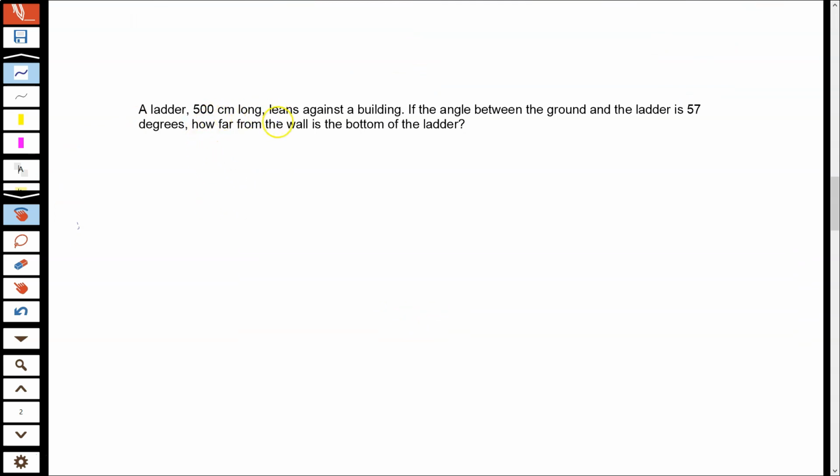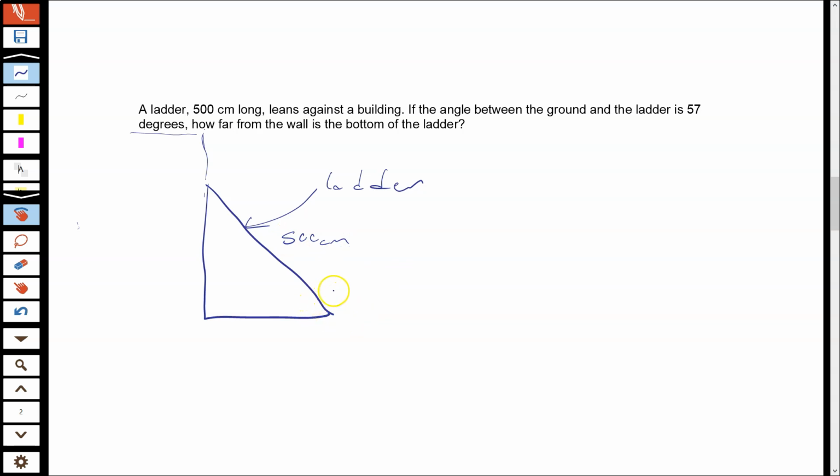So it says a ladder 500 centimeters long leans against a building, and the angle between the ground and the ladder is 57 degrees. So let's draw a picture. This would be the building up here, and then this would be the ladder. I'm not going to try to draw the ladder in 3D on my computer here. The ladder is 500 centimeters long, so the ladder is the hypotenuse. And then it says the angle between the ladder and the ground, well, obviously the horizontal is the ground. So this angle is 57 degrees.